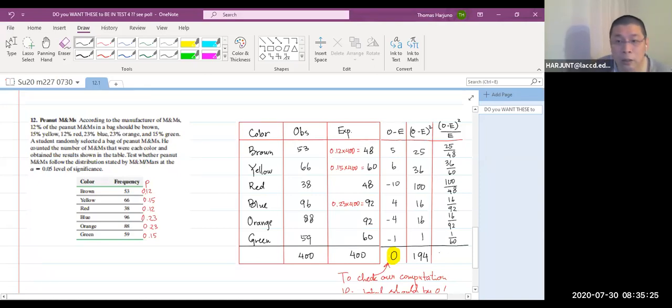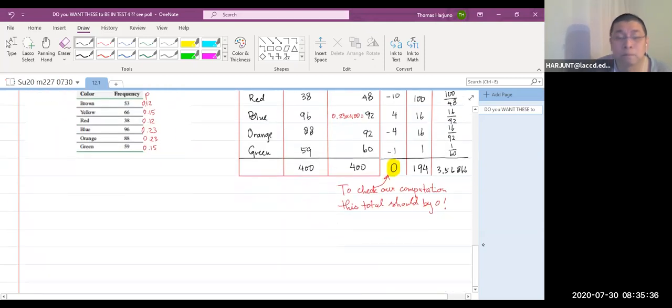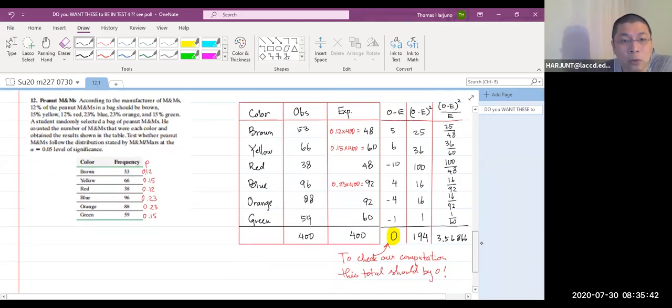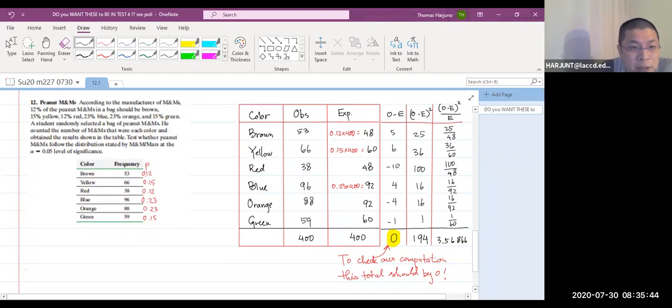Okay, I get 3.56866. Okay, so that's what the table is. Okay, let's do the hypothesis testing procedure after that table. So step 1, the claim.